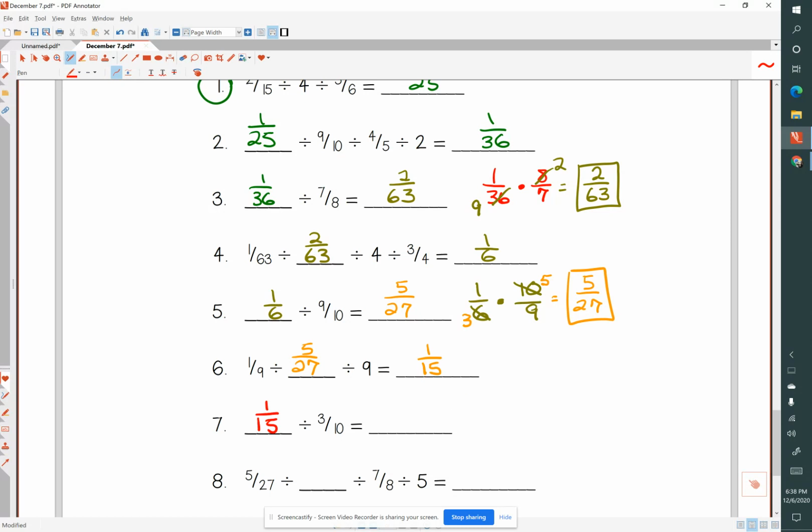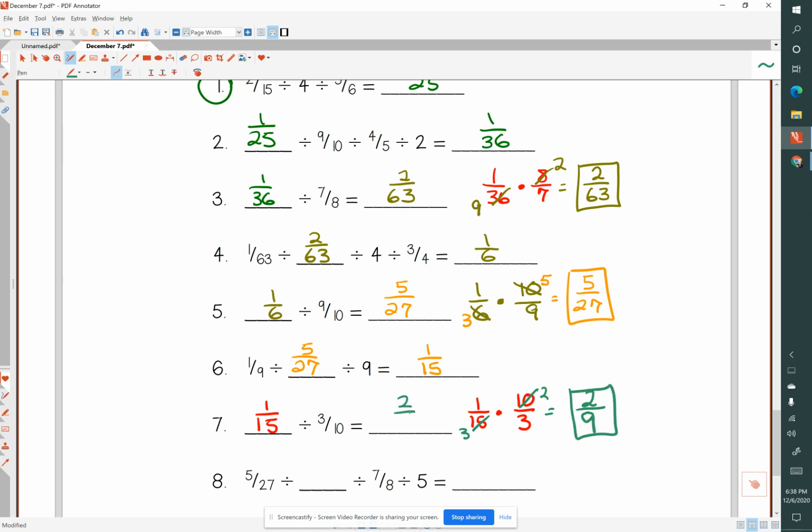And I think I have room to do number 7 right here. So 1/15 multiplied by the reciprocal of 3/10, which is 10/3. And the 10 and the 15 are both divisible by 5. 10 divided by 5 is 2. 15 divided by 5 is 3, which would give me an answer of 2/9.